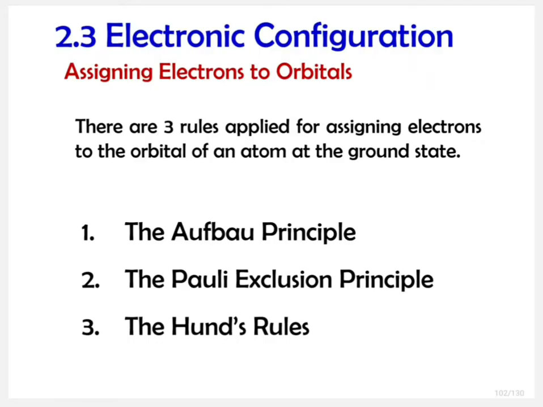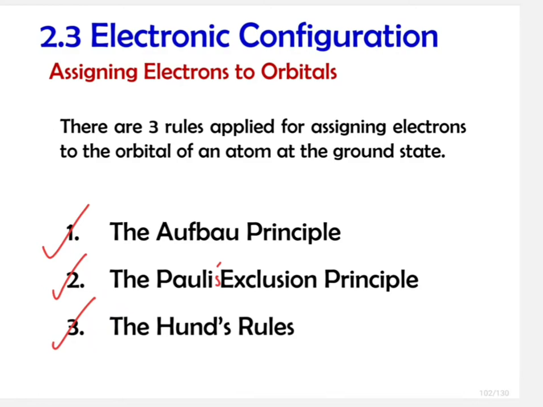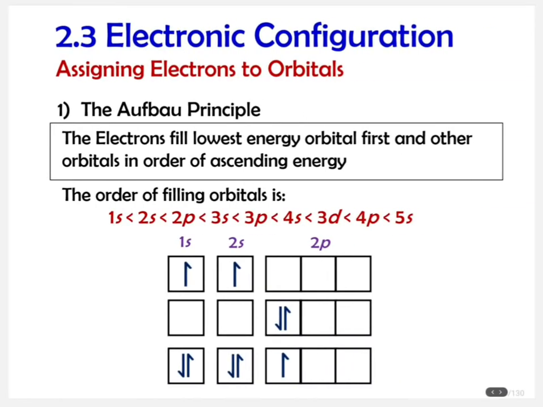So the first rule is Aufbau Principle. The second one is Pauli's, ada apostrophe di sini. Pauli's exclusion principle, and the last one is the Hund's rule. Alright, so first kita tengok kepada Aufbau Principle. Please notice that dekat Aufbau ni, tak ada apostrophe S, means Aufbau bukan nama someone lah. Aufbau originated from a German word which means building up. Okay, so kita tengok apa Aufbau Principle ni.